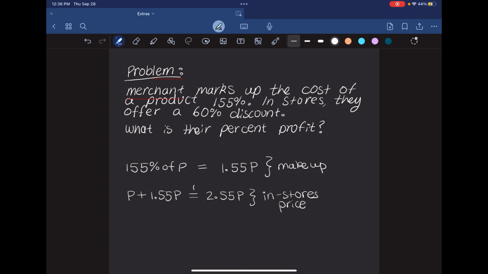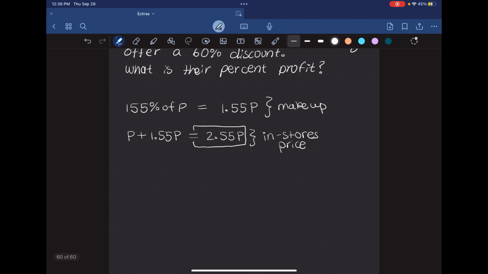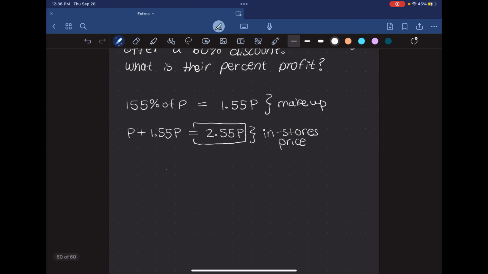Okay, so this is how much, when you go to the store, that's the ticket price. That's how much it looks like it originally cost. And then it says in stores they offer a 60% discount. So we're going to take this in-stores price of 2.55 times P, and we're going to take 60% off of it. Well, if we're taking 60% off, then we're really paying 40%. So I'm going to pay 40%, which is 0.4, of this 2.55P.